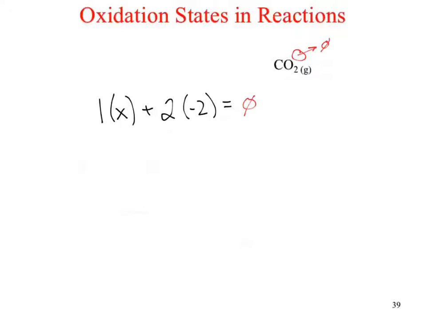1 times x, plus 2 times minus 2, must equal 0.